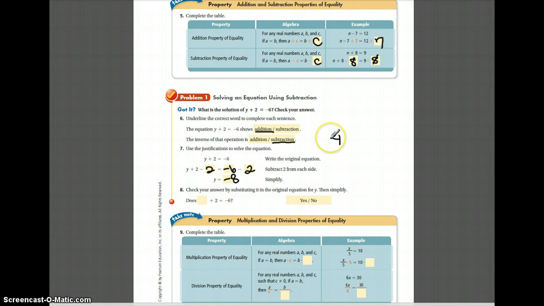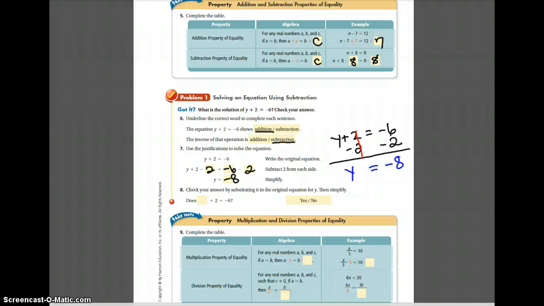Here's an alternate way to show your work. y plus 2 equals negative 6. If you'd like to, you can write minus 2 underneath both sides of the equation. And that shows that the 2 and the negative 2 equal 0. And you end up with y equals negative 8. Same solution, just a different way to show your work.